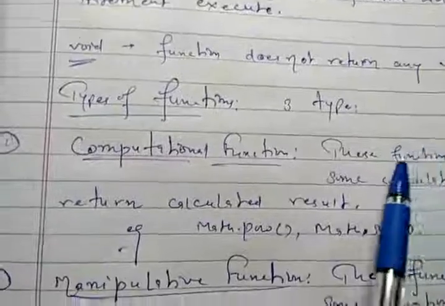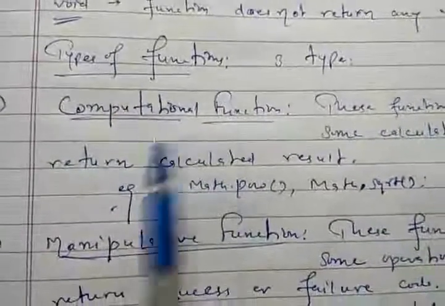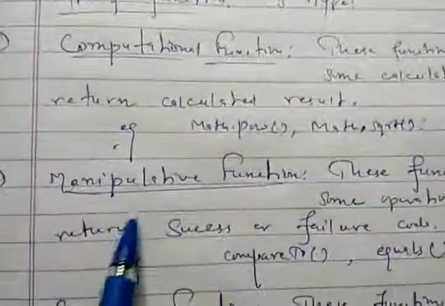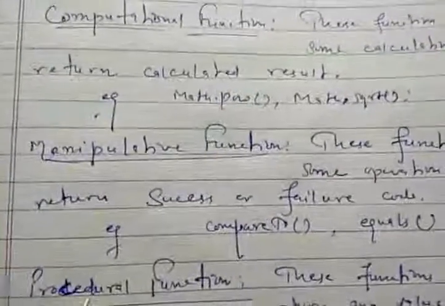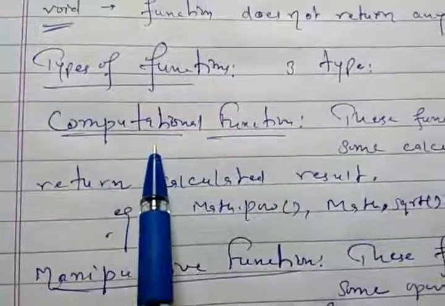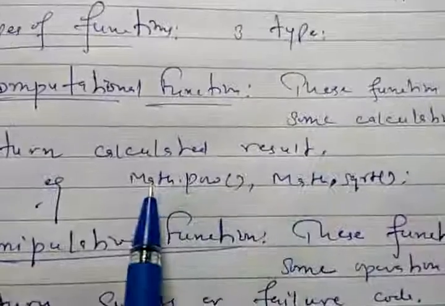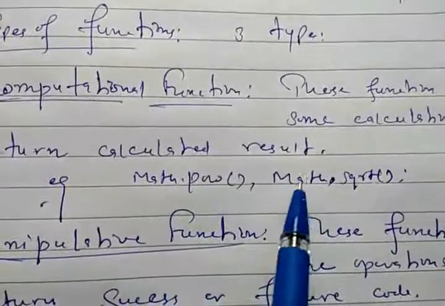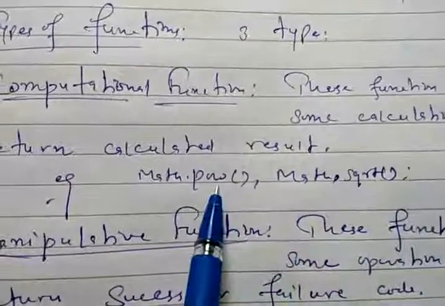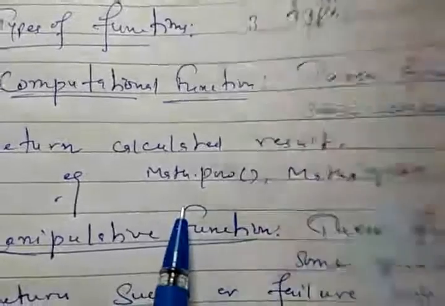Now the types of functions. Java provides three types of functions. Number one is computational function, second is manipulative function, and third is procedural function. As the name suggests, computational functions perform some calculations and return the calculated results, such as Math.pow and Math.sqrt. So these are the functions that return the answer.